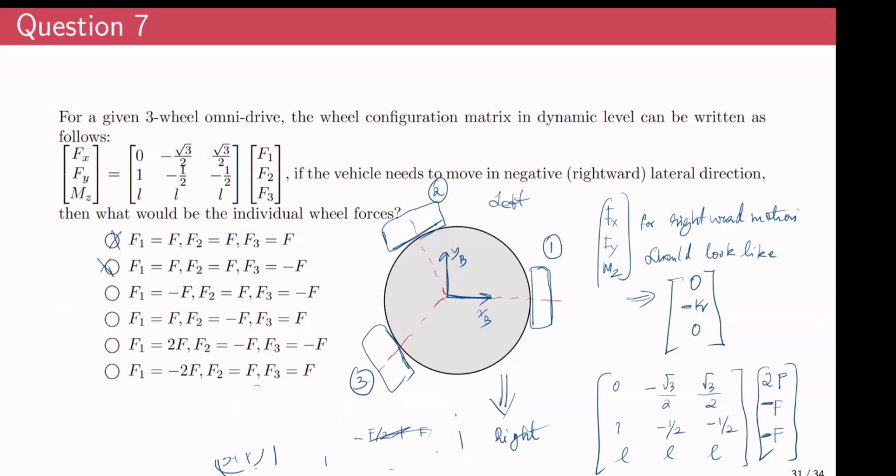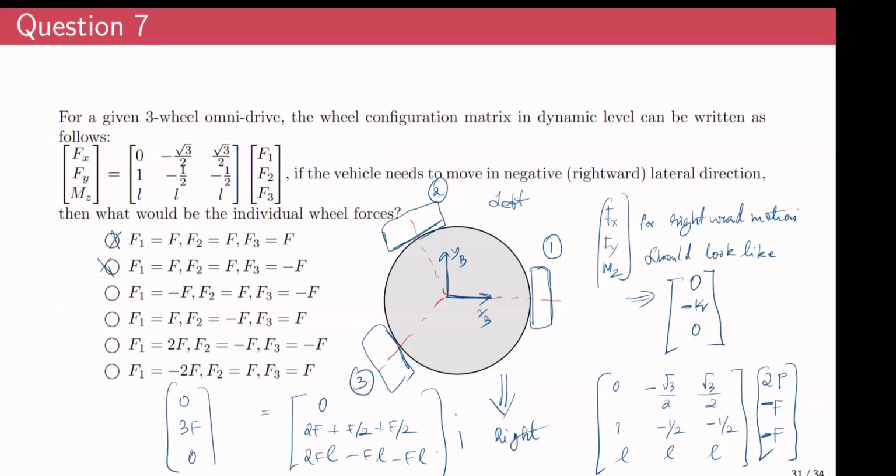So if I expand that out, the first entry would be a plus term and a minus term, that would be 0. And the second entry would be 2F, then you will get plus F by 2 plus F by 2. And the third entry would be 2FL minus FL minus FL. So this is 0, 3F, and 0.